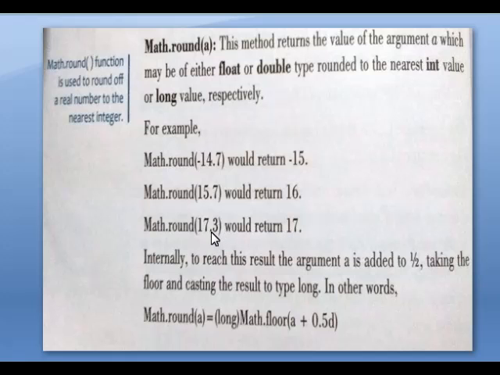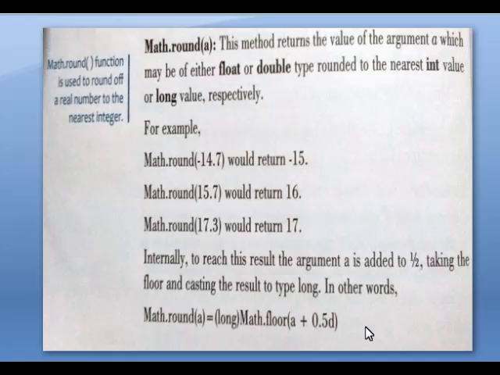Internally, to reach this result, the argument a is added to 1 upon 2, taking the floor and casting the result to a long type. In other words, you have to write it like this: Math.round(a) equals (long) Math.floor(a + 0.5). Here d is the double value.